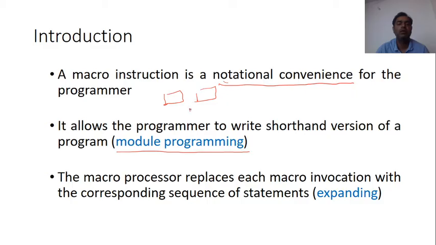For example, this one is our module 1, this one is module 2, and this one is module 3. It means we can take module 1 as macro 1, module 2 as macro 2. That means it supports module programming.